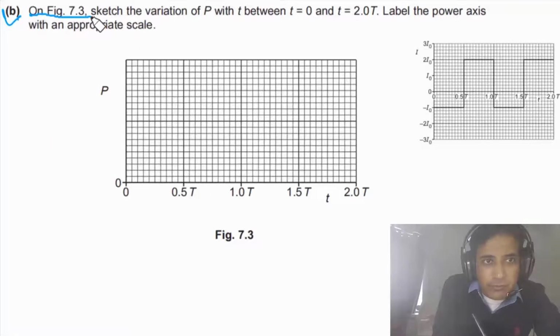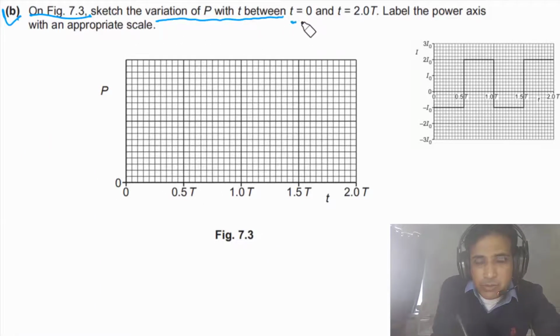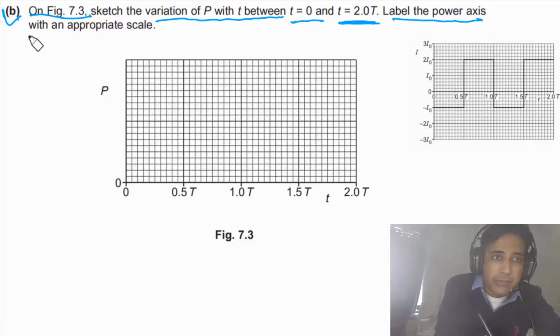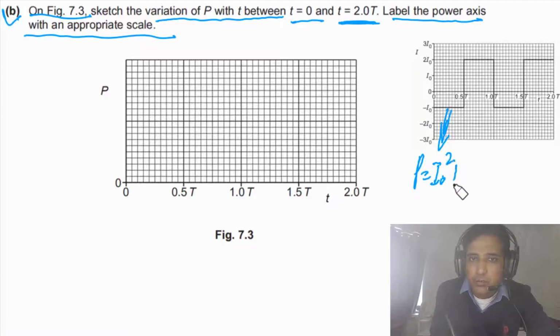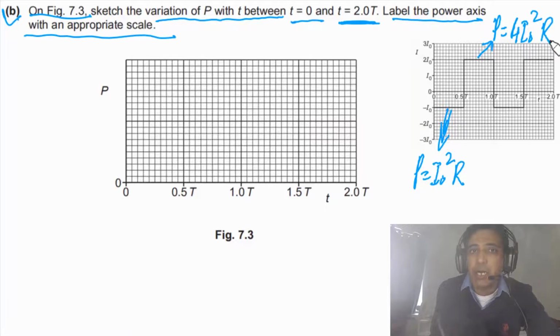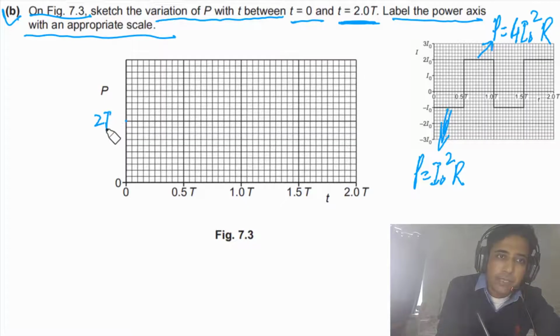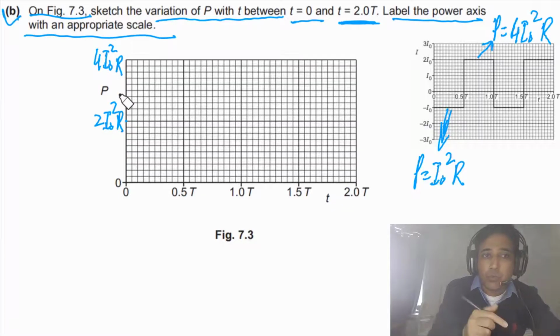Part B says on figure 7.3 sketch the variation of P with time t between t is equal to 0 and t is equal to 2.0 capital T, which means t is equal to 2 times the time period. Label the power axis with an appropriate scale. So first of all we need to understand, for this part we have discussed that power is equal to I naught squared times R, and for this part power is equal to 4 times I naught squared times R. So if we take here 2 times I naught squared, then this one has to be equal to 4 times I naught squared times R. So this is how we can choose our scale.